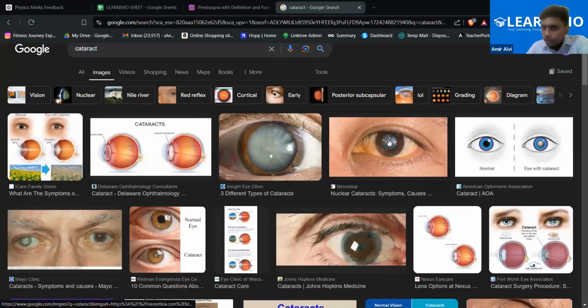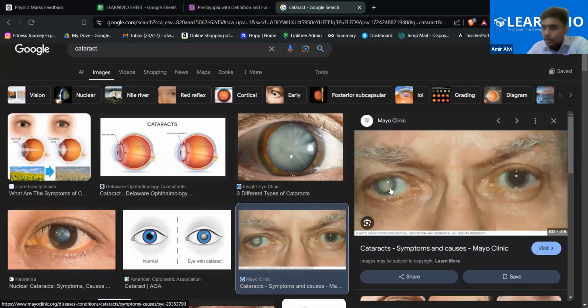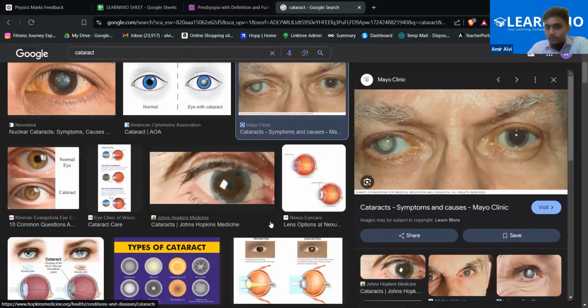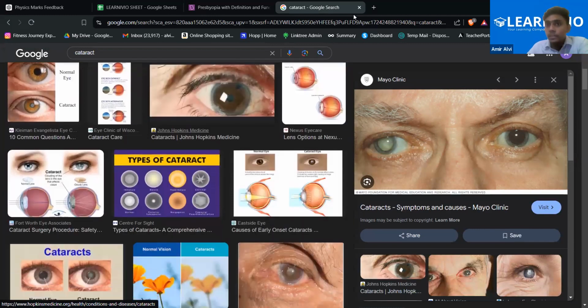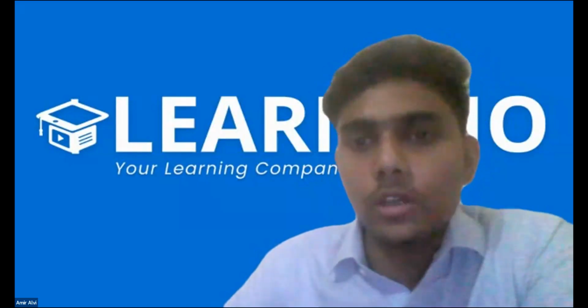Look, the eye is becoming very blurry, and the cornea part, right? See this. So this is called cataract, Shazil. Cataract is a condition in which the eye lens and the cornea become milky or blurry, and this also leads to blindness. This is the root cause of blindness.